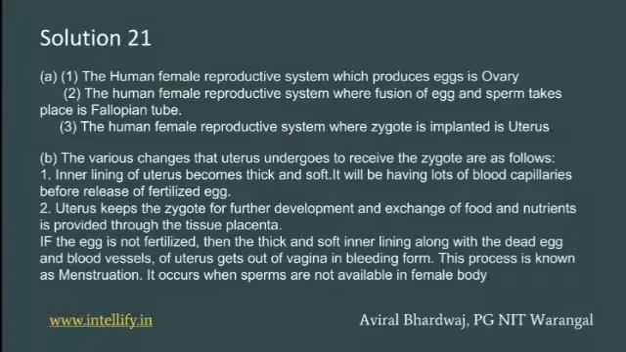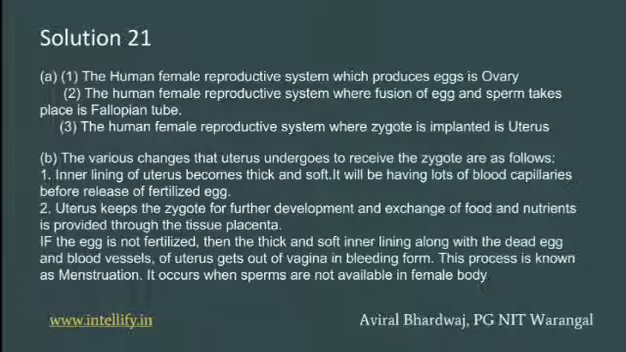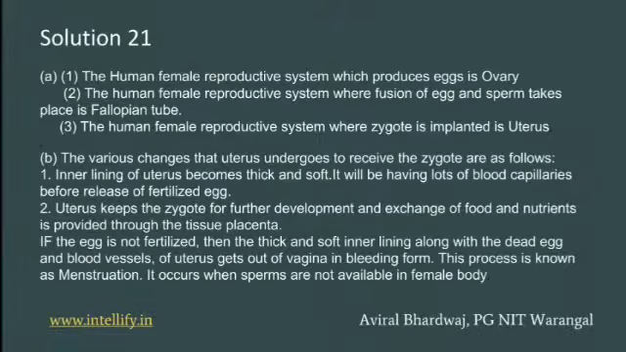So basically the answer of the first question is, egg development. In the human female reproductive system, eggs are produced in the ovary. The second part is where fertilization takes place. In the female body, the fusion of egg and sperm takes place in the fallopian tubes. It occurs in the fallopian tubes.